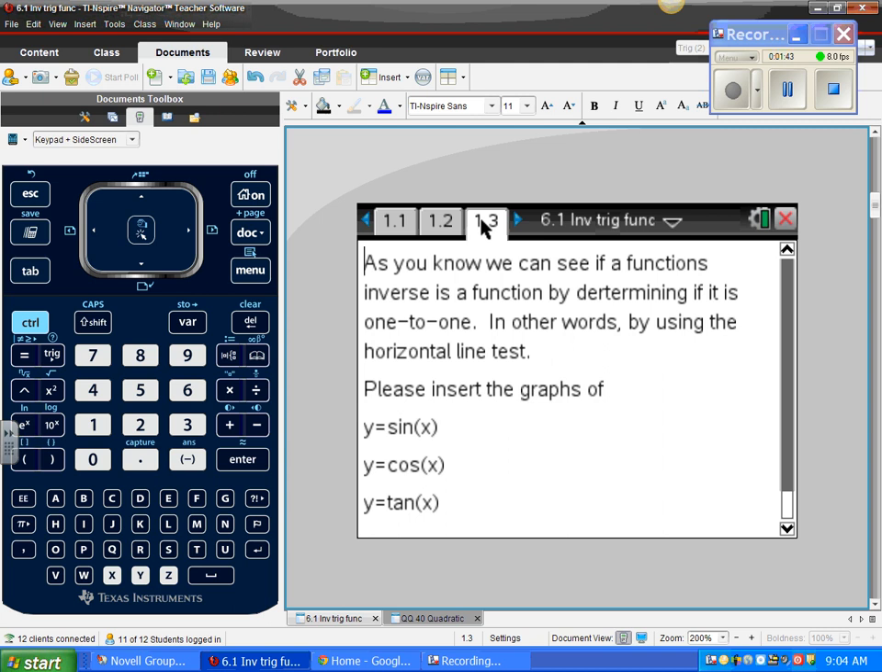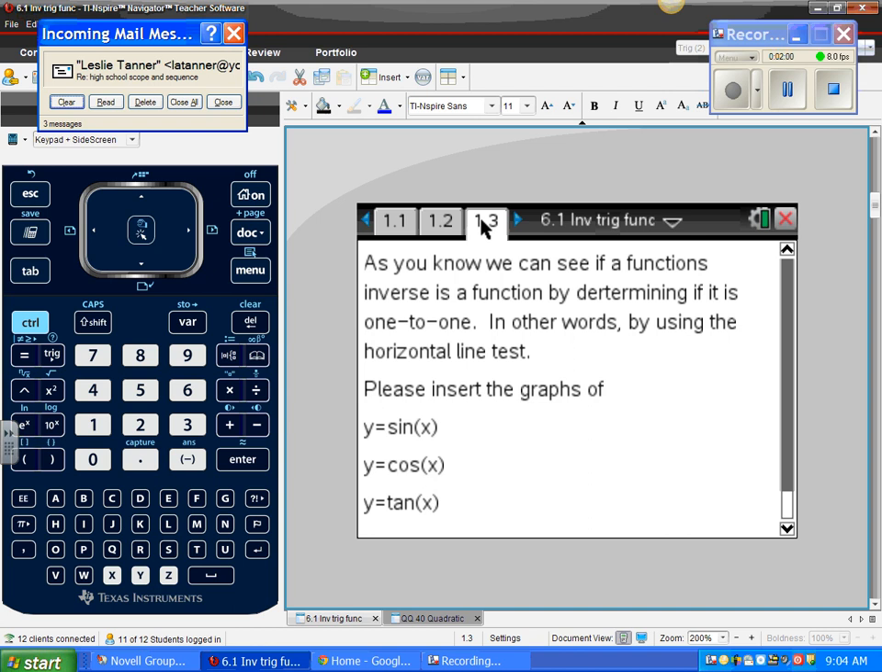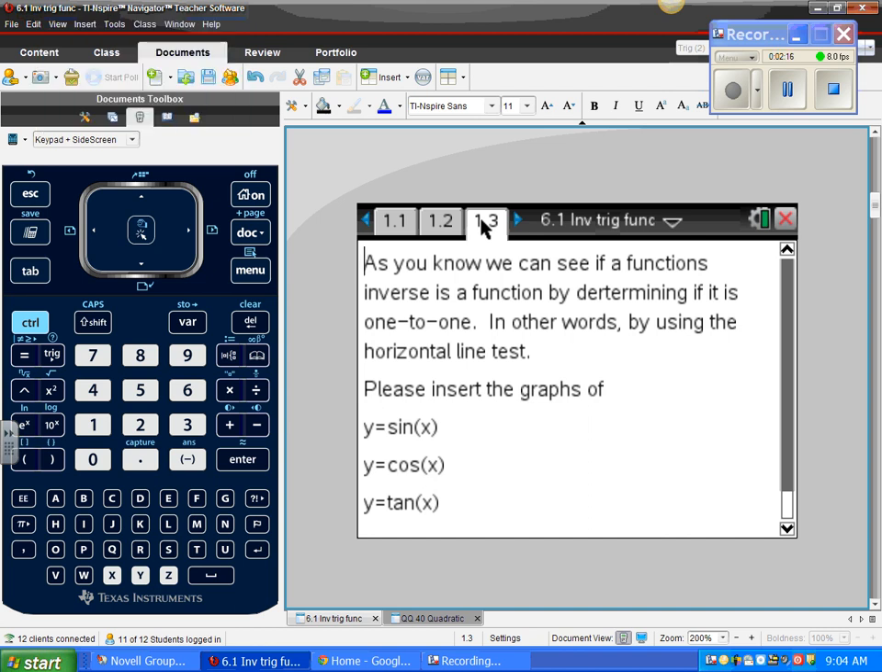We can determine if a function's inverse is a function by telling if it's one-to-one. How do we determine if a function is one-to-one? It's got to pass what tests? Vertical and the horizontal, right? Horizontal line test, it has to pass it. So if a function is one-to-one, then its inverse is also a function. I'm going to say that again, okay? If a function is one-to-one, its inverse is also a function. All right? So we're going to take a look at sine, cosine, and tangent, and we're going to determine whether or not they're one-to-one. Okay?